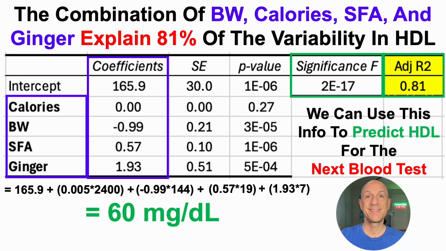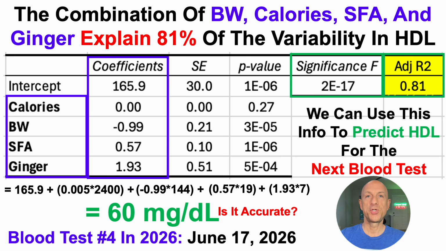So is this accurate? Is this equation accurate, which can explain, so far, 81% of the variability in HDL? Well, the next test is scheduled for June 17th, 2026. And if you're watching this on Patreon, that's tomorrow. If you're watching this on YouTube, it's been a few weeks since I blood tested and blood test results are in. So if you want to see those data as soon as they're posted, check us out on Patreon.